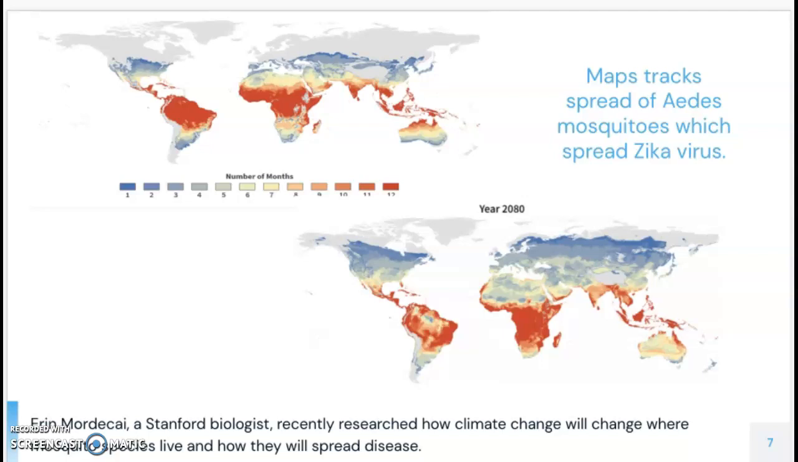In these graphics, you can see the spread of the Aedes mosquitoes, which spreads the Zika virus. The colors resemble the number of months a year that the mosquitoes will be present in that area, red representing all year long, 12 months, and dark blue representing 1 month a year. The graphic on the left shows the current distribution, while the graph on the right shows the prediction for 2080. And as you can see, that graph shows an increased distribution significantly more across Northern America, Europe, and Russia.